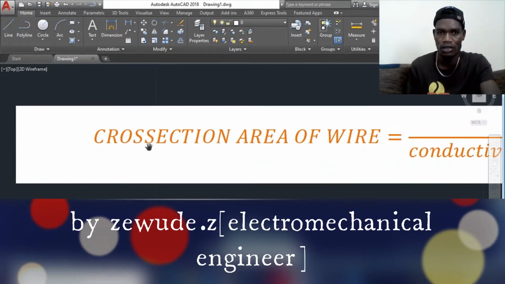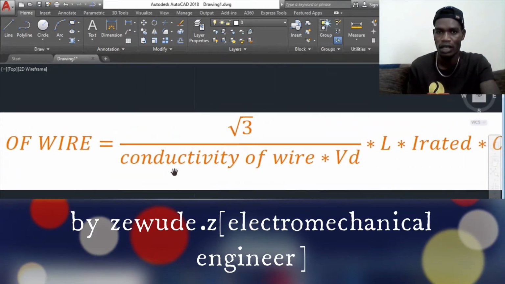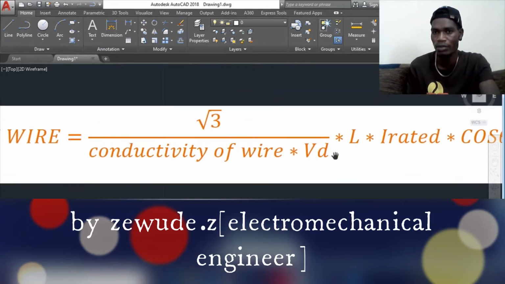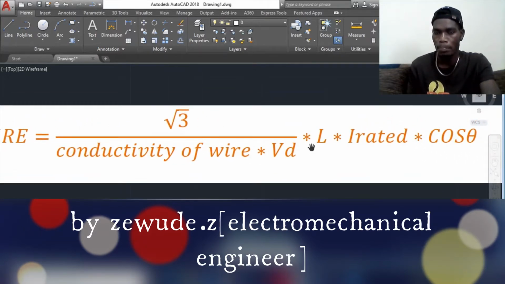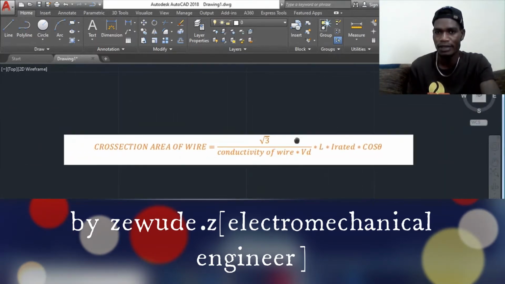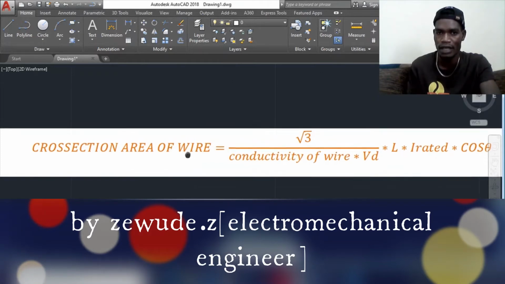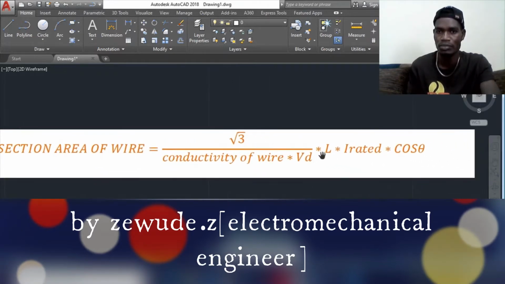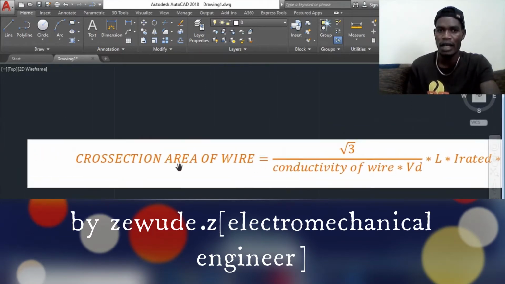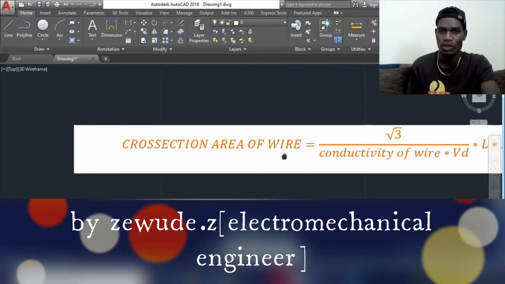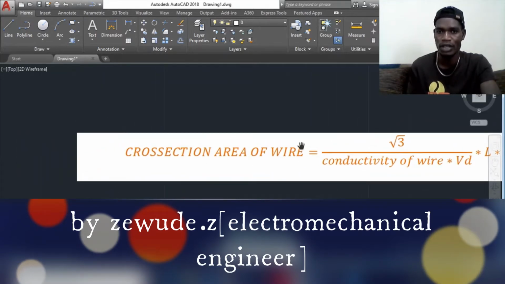When you look at this equation, the cross-sectional area of wire is equivalent to radical 3 over the conductivity of wire times the voltage drop times length times I rated times cosine theta, or power factor, is nothing but the cross-sectional area of wire. Wire for the electric system, wire for electrical power transportation, wire for the power distribution system. We are going to take power through this system, which is said to be wire.